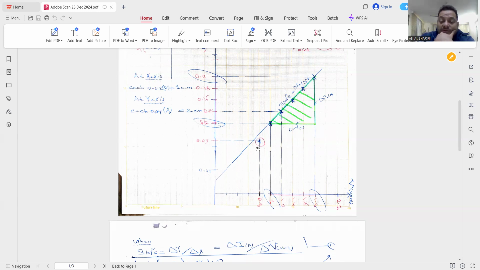By that, let's talk about the slope, which equals delta y divided by delta x. That's the rule in math. In physics, by changing the name of the x-axis to voltage and the y-axis to current, the slope will equal delta I divided by delta V. Here, delta X means delta V, and here is delta Y. I selected these two points, the first one and the last one, to make my triangle bigger.